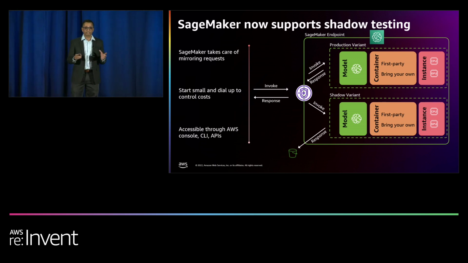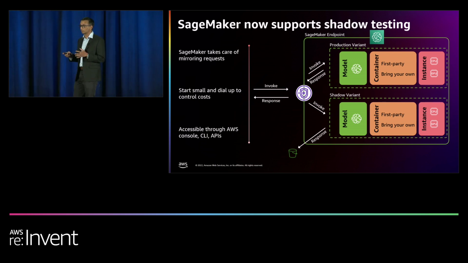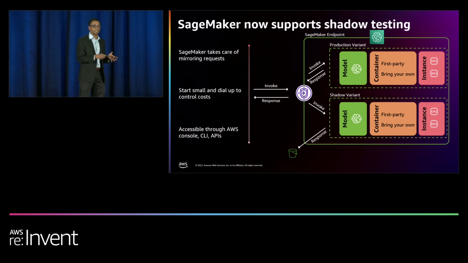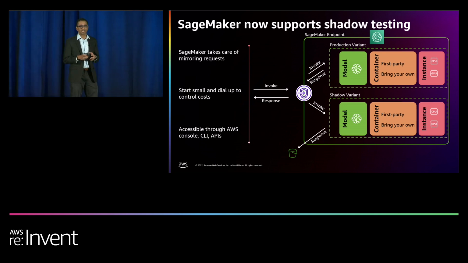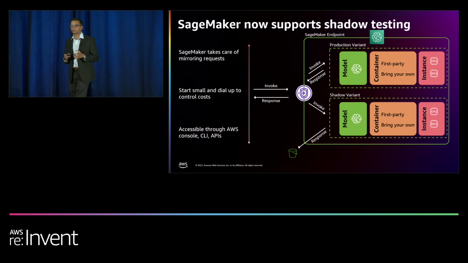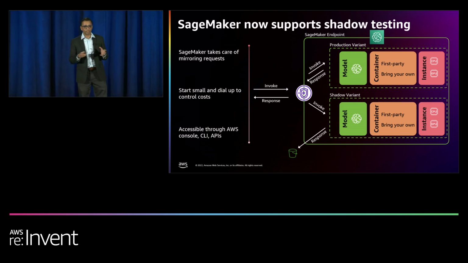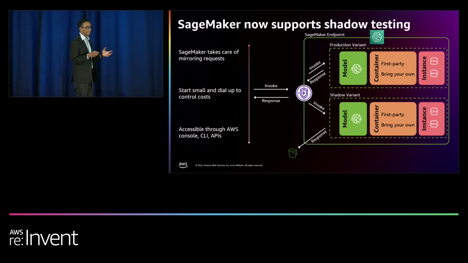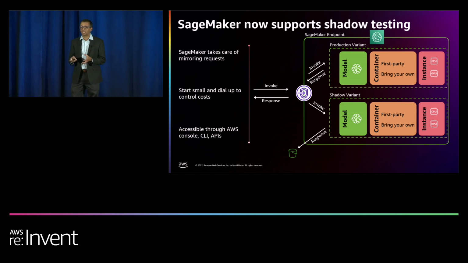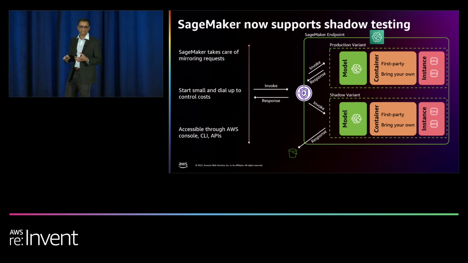And because of the amount of traffic that you can control to the shadow variant, you can start really small. So this is very helpful if you have a behemoth of an endpoint with hundreds of instances, and you want to start with a few instances and have 1% of the traffic go to the shadow variant and then slowly dial up from there, right?